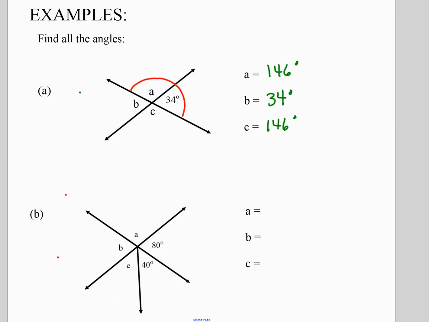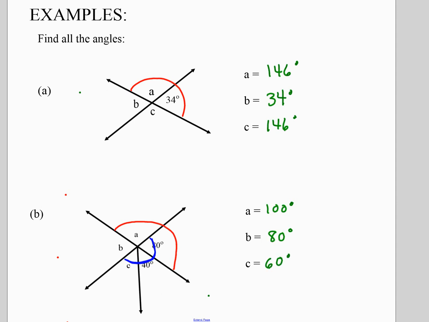Down here, we're going to use the same principle. So B and 80 are opposite. Then we look for supplementary angles. So for example, A and 80, they form a straight line. So they are supplementary. 180 minus 80 is 100. And then these three are also supplementary. So 80 plus 40 is 120. So 180 minus 120 is 60 degrees.